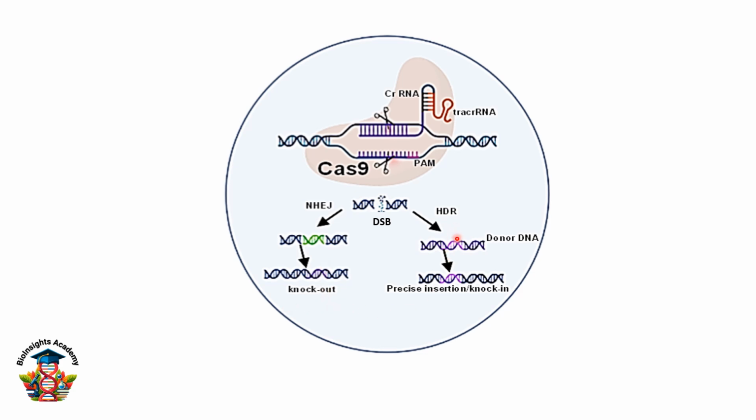However, there is another mechanism called HDR, which is homology-directed repair. This is a precise repair process that uses a homologous DNA template to repair the break. Actually, researchers can introduce a repair template with the desired sequence flanked by homology arms that match the sequences adjacent to the DSB. HDR can be used to introduce specific mutations, insertions, or corrections, or knock-in.